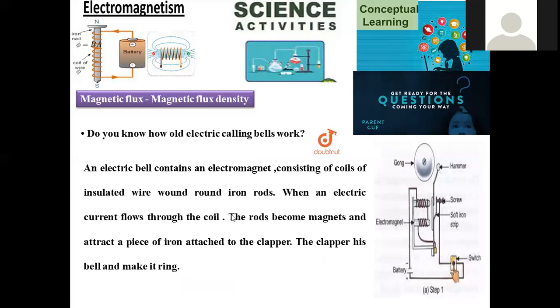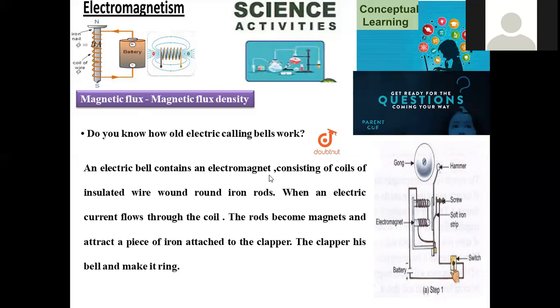Now, another application based question was posed here. Do you know how an old electrical calling bell works? So how is the electrical calling bell working, and how can we say this is an application of magnetic flux, magnetic field and electromagnetism? I collected this answer from the platform called Doubtnet. Thank you very much for your valuable information.